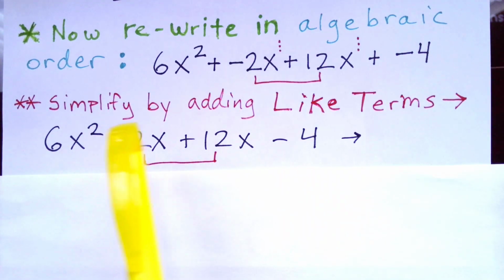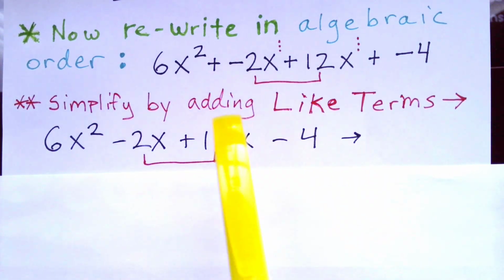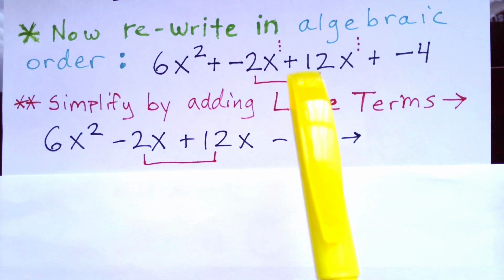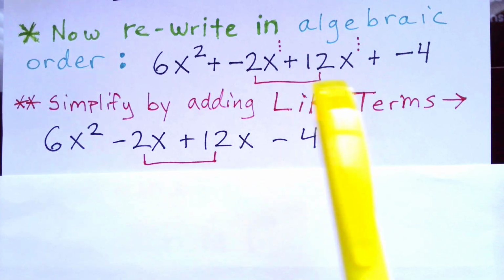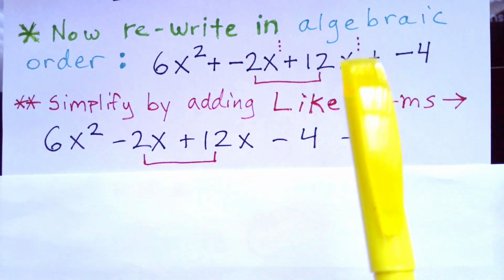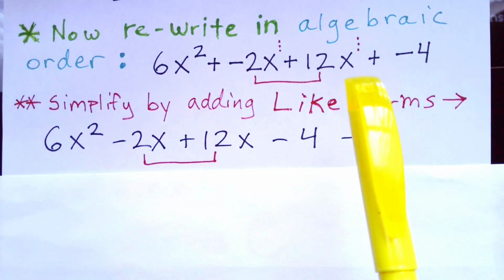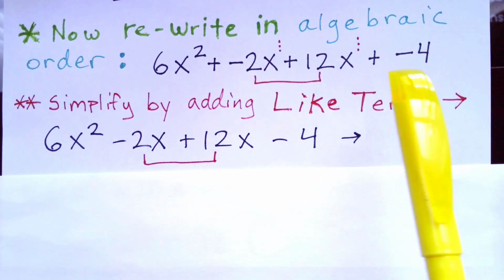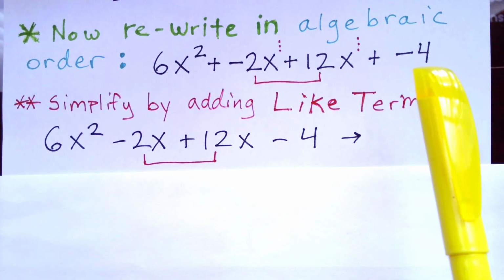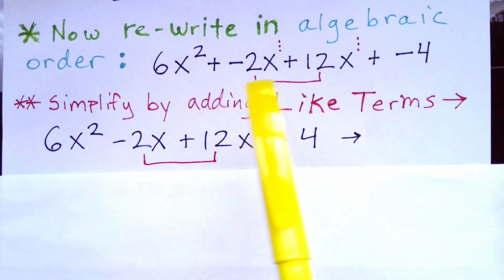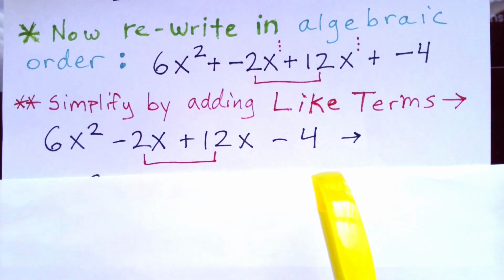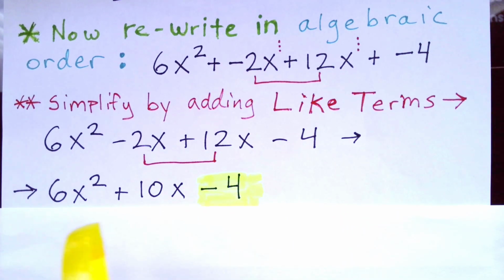Now I'm going to combine. I simplify by adding up the like terms. Like terms have the same variable, that's the letter, to the same exponential power. Here's the invisible 1: x and x to the invisible 1 exponential power. And of course, constants like negative 4 are like terms as well. So if I take 12 and subtract 2, what do I get? I get 10x.